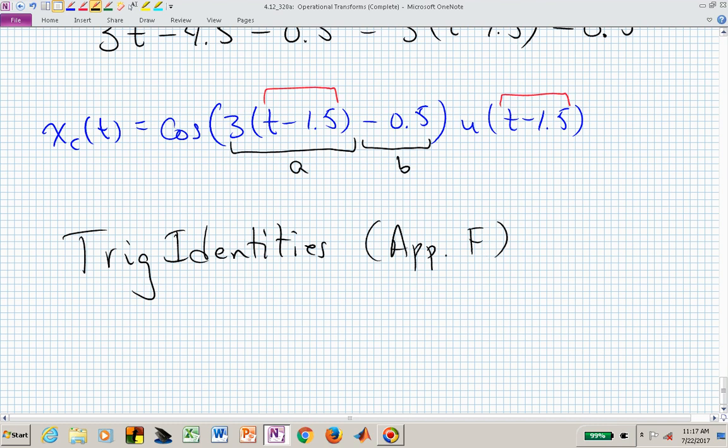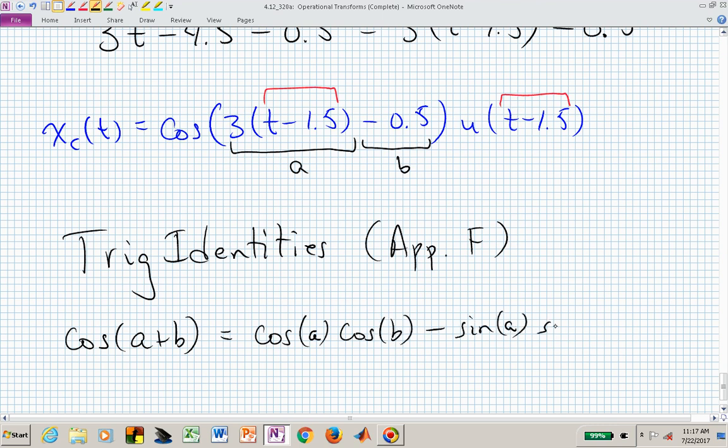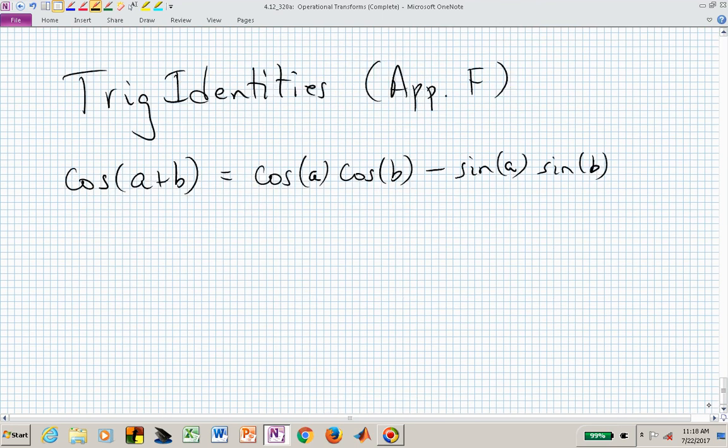And what I want you to be comfortable with then is Appendix F and some of these trig identities. Here we're actually using the cosine of A plus B, where it's now cosine of A cosine of B minus sine A sine B. And you may not have those memorized, but you will be able to invoke those and have those on your crib sheet for the exam.